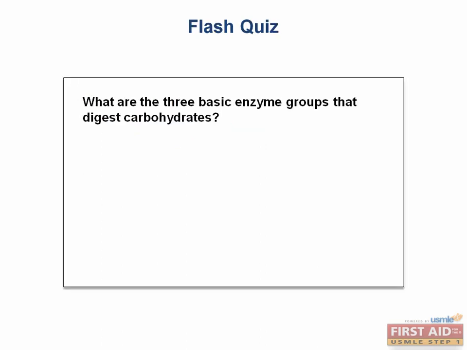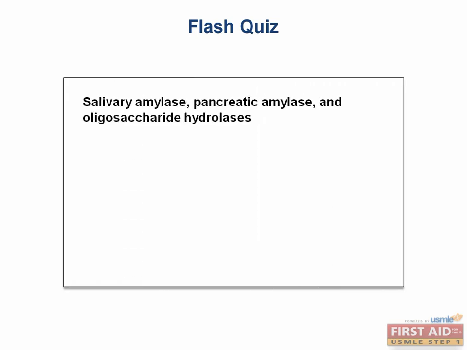Let's do another flash quiz. What are the 3 basic enzyme groups that digest carbohydrates? That's right. It's the salivary amylase, the pancreatic amylase, and the oligosaccharide hydrolases.